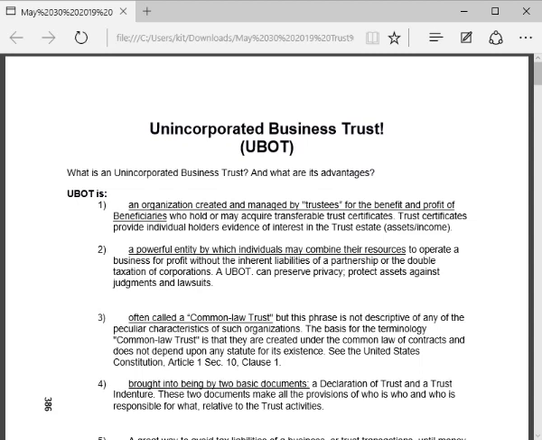Today for you guys we're going to be reading the Unincorporated Business Trust, also known as the UBOT.